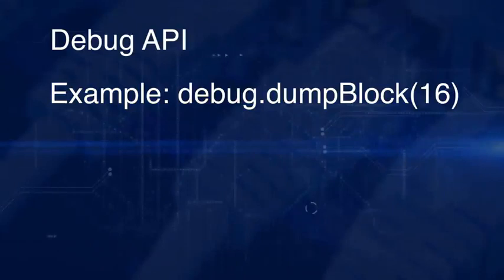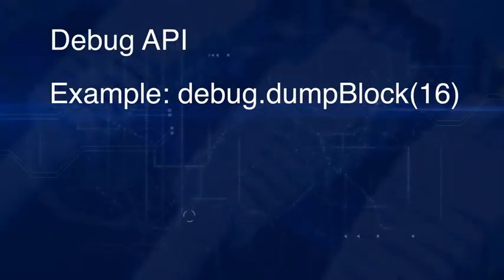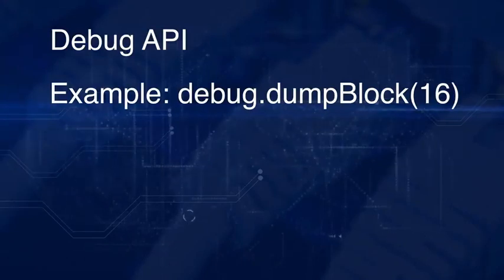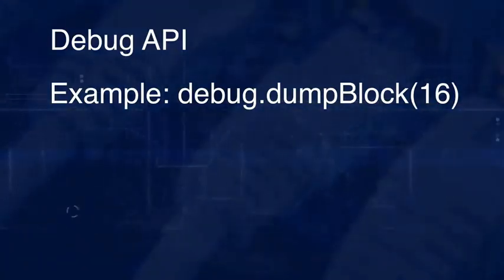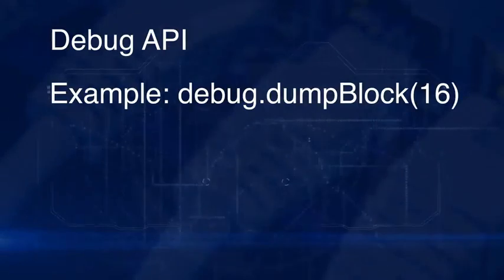Debug API. Example: debug.dumpBlock(16). This will display the block header details of block 16. You can observe that the debug API provides you the ability to peek into the blockchain, study it, and debug any issues by looking at the block.